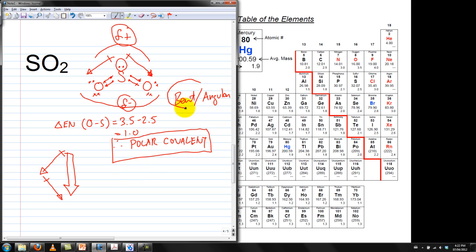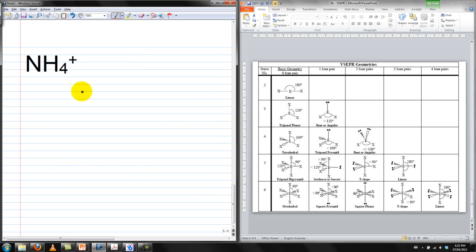Thus, we have found that SO2 has a bent shape, and it is definitely a polar molecule containing polar bonds as well. For our next example, let's take a look at ammonium.